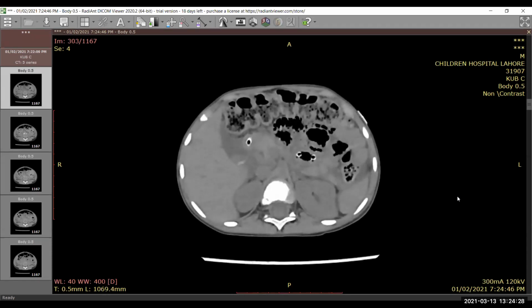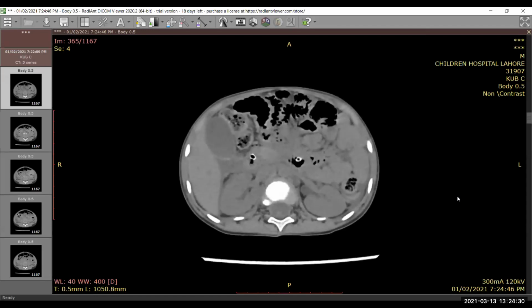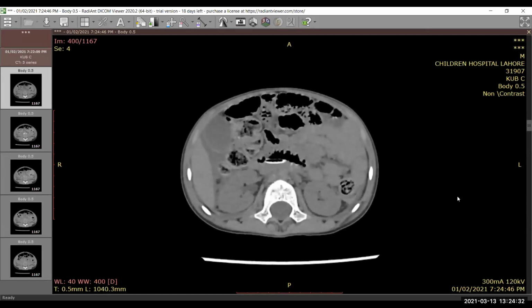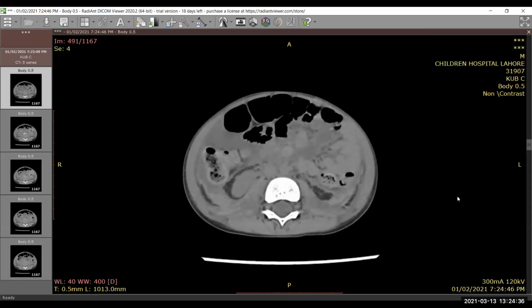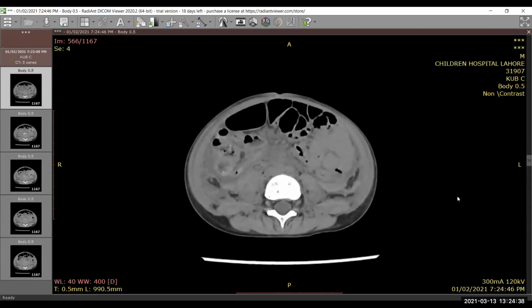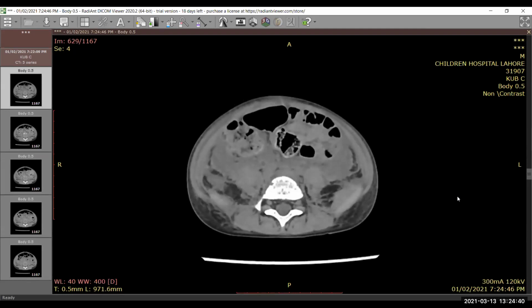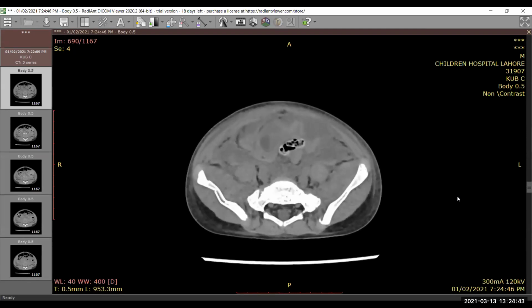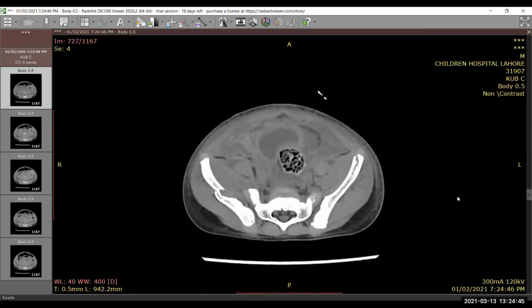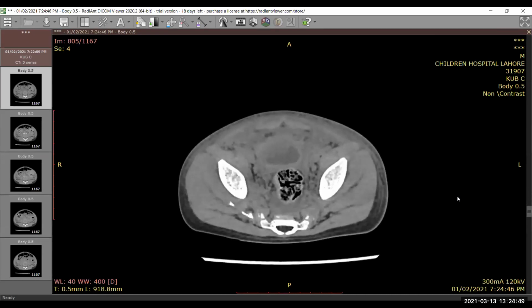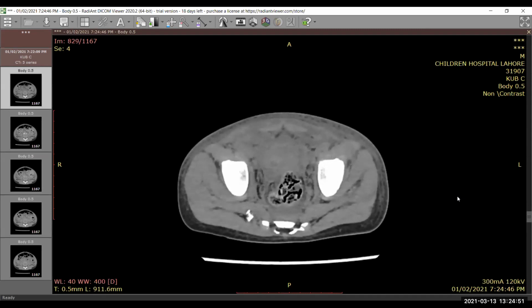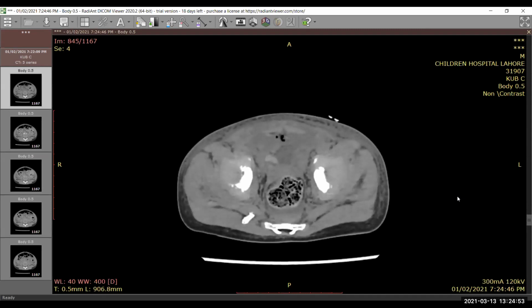I'm looking at the non-contrast images where I can see some free fluid in the abdomen. The gallbladder is distended. I'm looking for any cause of the free fluid. There is some cystic lesion that I think is the urinary bladder. Yeah, that is thickened, and the wall is thickened.